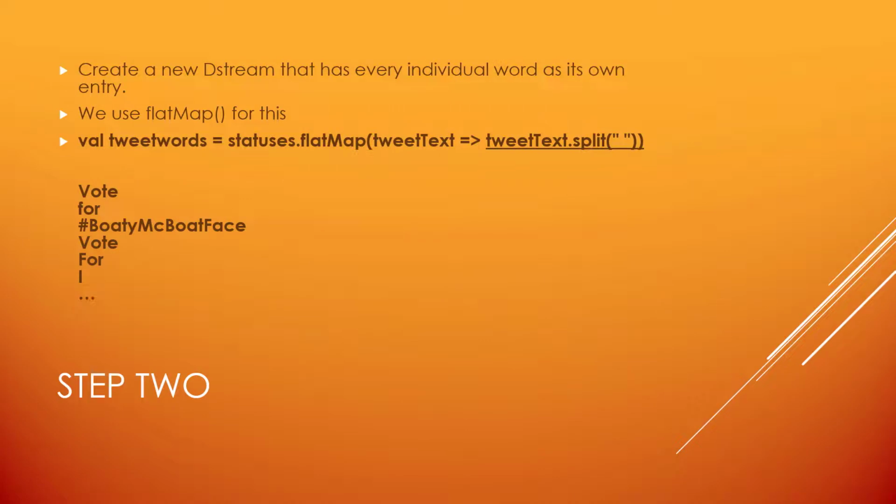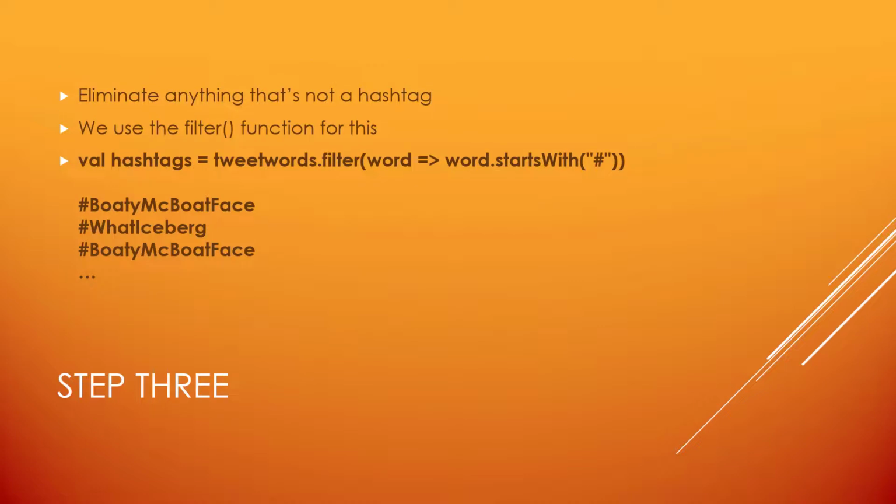Next, we can use flatMap to split that out into its individual words. By calling flatMap on that statuses micro batch, we will blow that out into a bigger RDD that has a row for every single word that appears. So for example, the message vote for hashtag Bodie McBoatface would be broken up into separate rows: vote, for, hashtag, Bodie McBoatface. And since all we care about are the hashtags, we can then call filter to filter out any rows that do not begin with the hashtag symbol. That will reduce things down to just the hashtags that are showing up.